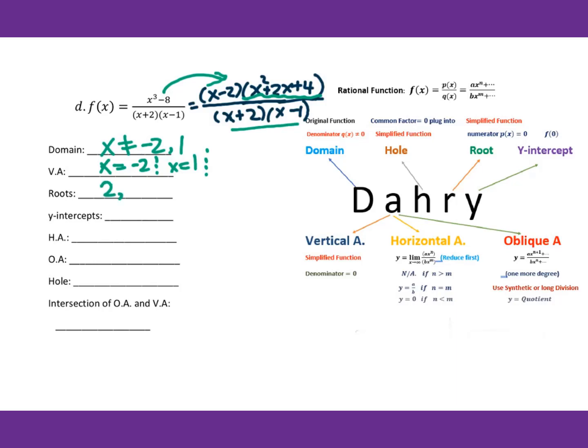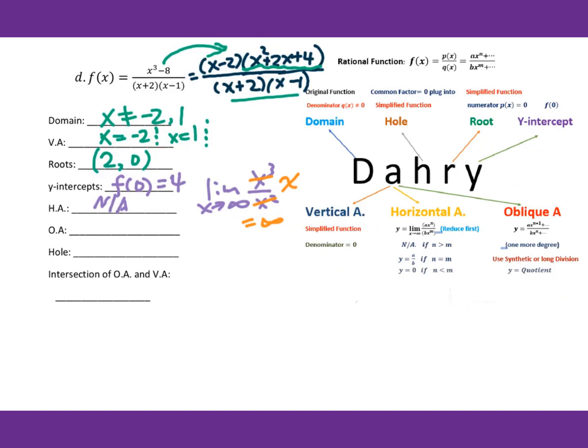The root is (2, 0), because only x minus 2 equals 0. Y-intercept, f of 0 equals 4. The horizontal asymptote line is not available, because the limit as x approaches infinity of the leading term, x squared over x, reduces to x, and you will get infinity. That's why it's not available.